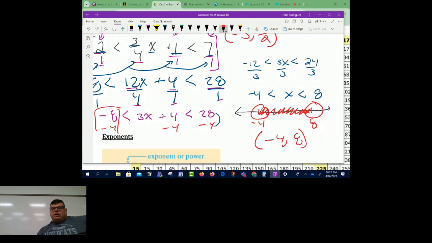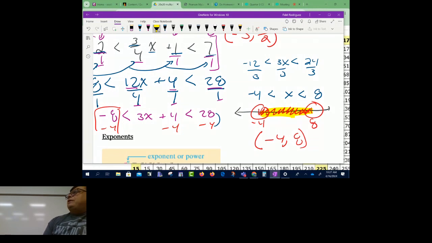So, this part here was what I needed to finish from yesterday. So, again, we got the inequality stuff done. Very similar to solving an equation. The main difference here is, like I said, there's a whole bunch of numbers that work for that inequality. To give you an idea, what numbers are we looking at? We're looking at all the numbers between negative 4 and 8.